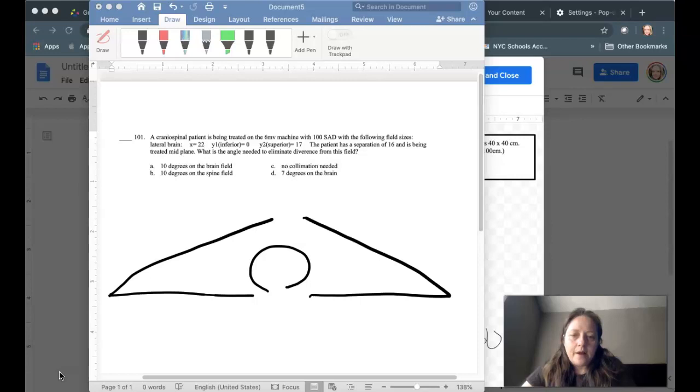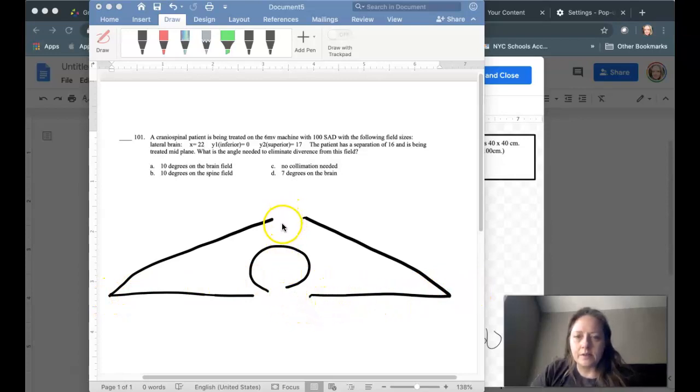So I drew out already a little bit of what's going on here. What you have is an asymmetrical jaw situation where you have essentially a half beam block with one jaw closed and one jaw open. You can see that the superior jaw is the one that's open to the 17 centimeters, and the inferior jaw is open to 0. So I have my lateral brain fields here, right and left.